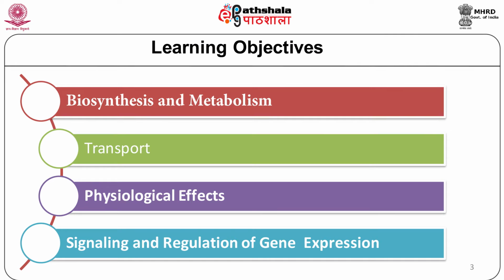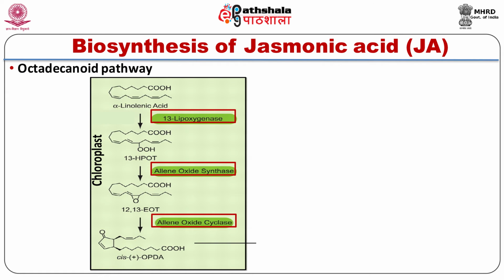In this module, we will study how jasmonic acid is synthesized, conjugated, transported and inactivated. We will also see the physiological effects that this hormone has on plants and the molecular mechanism involved in jasmonic acid signaling. First, we will see how jasmonic acid is synthesized in plants. It is synthesized by the octadecanoid pathway.